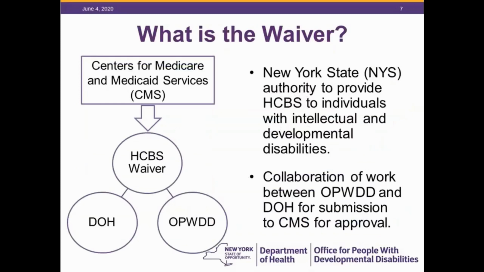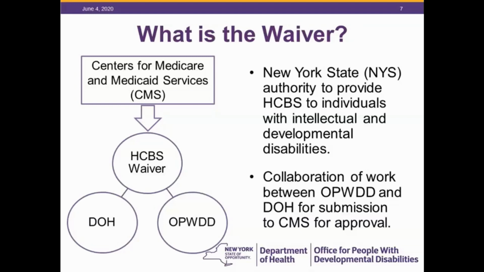Let's discuss a little bit about what this waiver is. We mentioned that tonight's presentation is with regards to a 1915C comprehensive waiver, but what is that? The waiver is an agreement between New York State and the federal government, the Centers for Medicare and Medicaid Services, our federal partners at CMS. The waiver is the mechanism that provides the authorization for the services that we deliver. We're going to talk a little bit later on about the parts of the waiver, but it's important to keep in mind that the waiver is our agreement with the federal government for how we're going to deliver services.